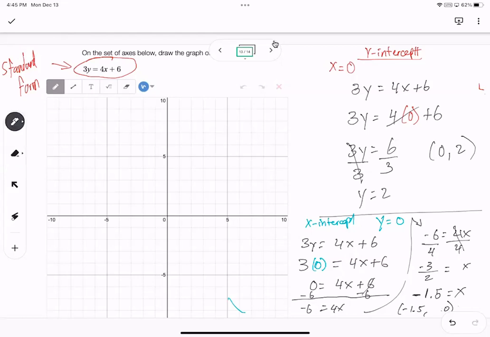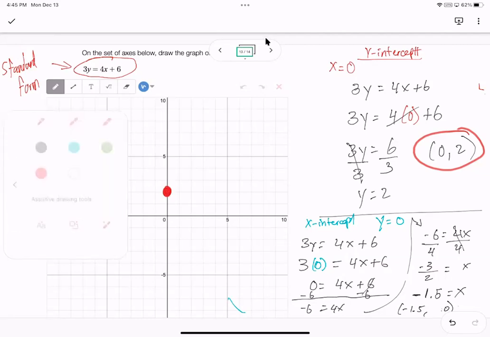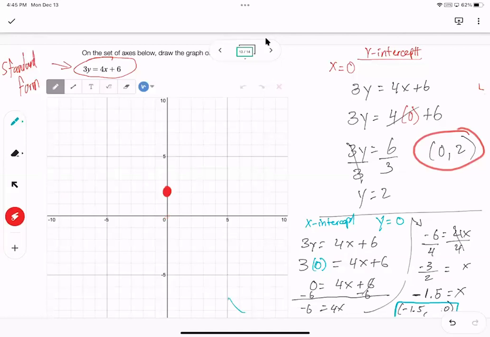So our y-intercept, I'll do this in red, was 0, 2. So I'm going to go to my graph. I'm going to go to 0, and then it's 0, 2. So I'm going to go up 2. This right here is our y-intercept. Now, the second is the x-intercept. The x-intercept is -1.5, 0. So first I start here. I'm going to go to -1.5 on the x-axis, which is right about here. And 0. So I'm not going to move from there. Here we have 2 points.